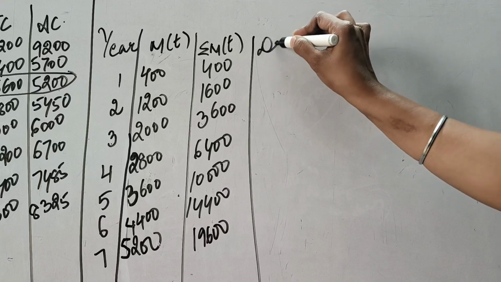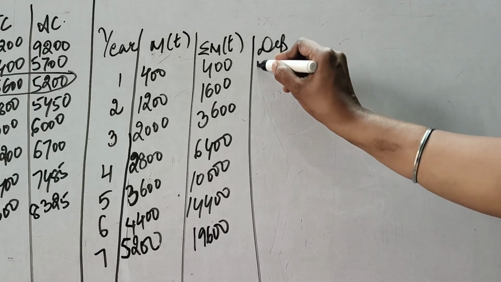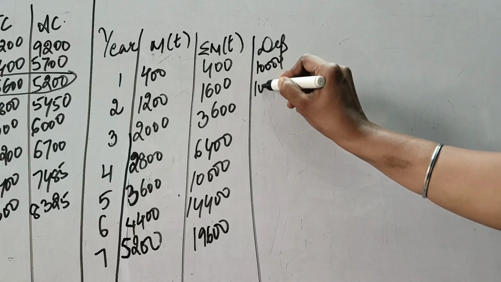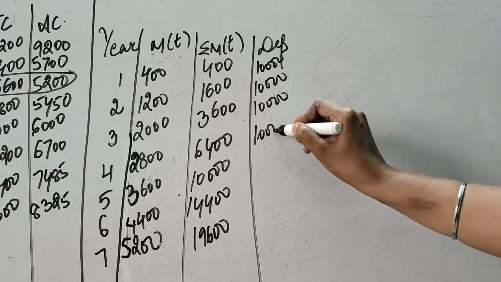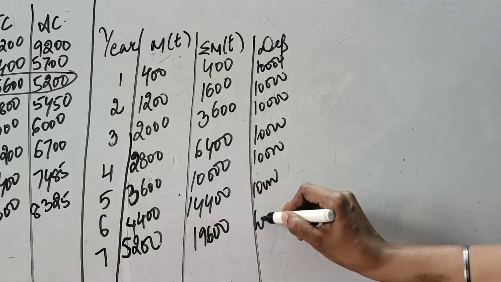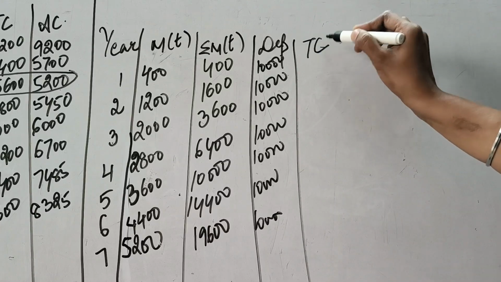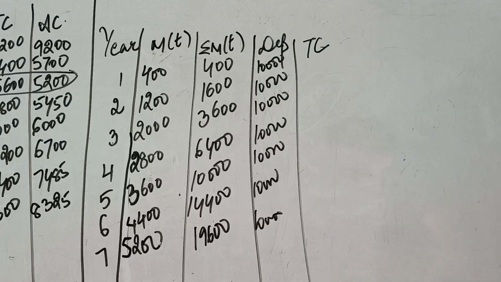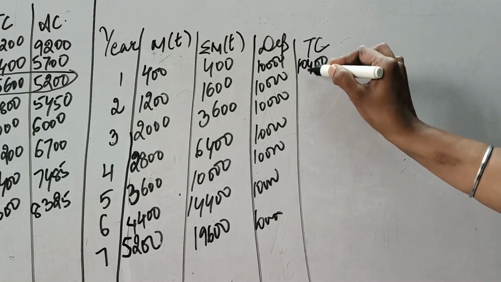Then depreciation, C minus S. S is not there in the question. C was 10,000 for the second machine, so it will be same for all the years. If salvage value would have been different, depreciation would have been different for every year, but now it is the same. After calculating the depreciation, we calculate total cost by adding these two columns. So it comes out to be 10,400.